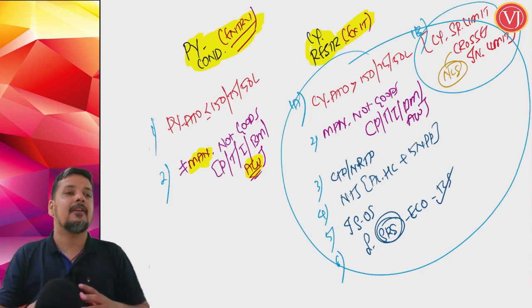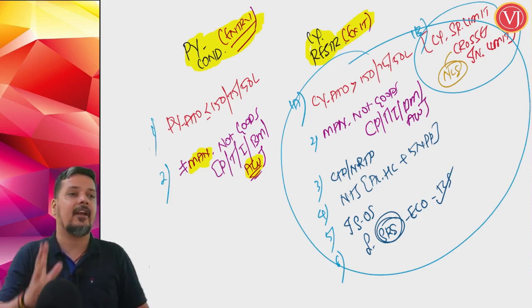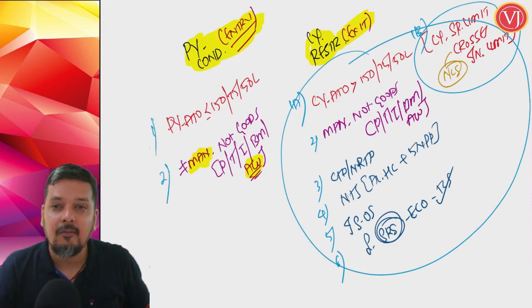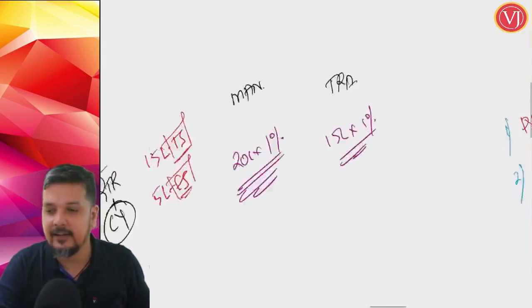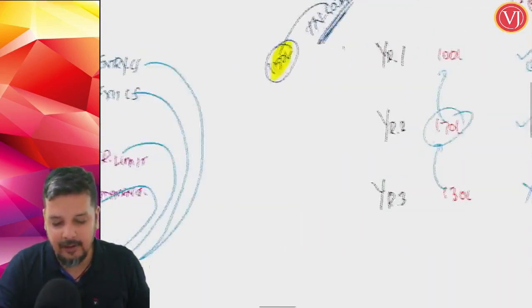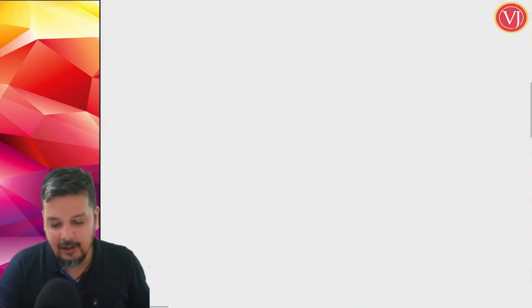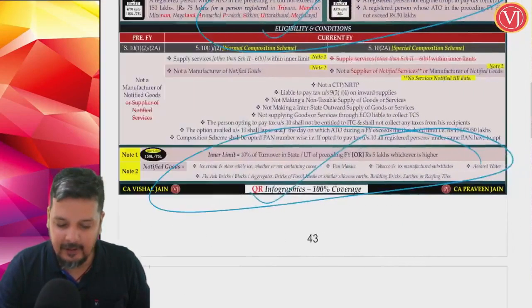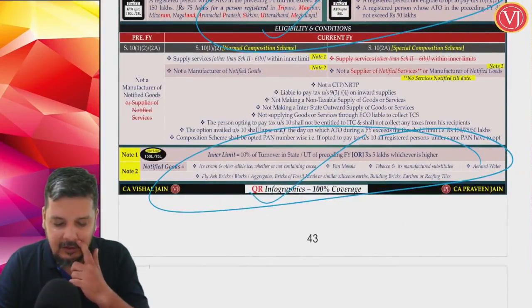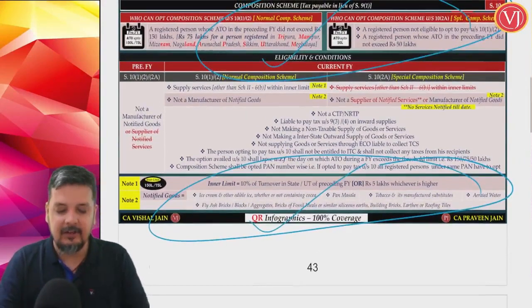So normally people think that I'll be thrown outside composition scheme only when I touch 150 lakhs, 75 lakhs, 50 lakhs. No. There are so many reasons why you will be thrown outside composition scheme, even before touching 150 lakhs, 75 lakhs and 50 lakhs. Are we clear with this understanding? So this is all about your entry points and your exit points when you talk about your composition scheme.